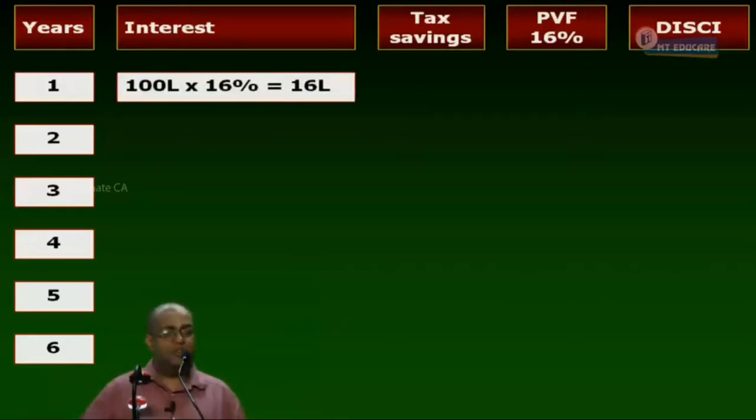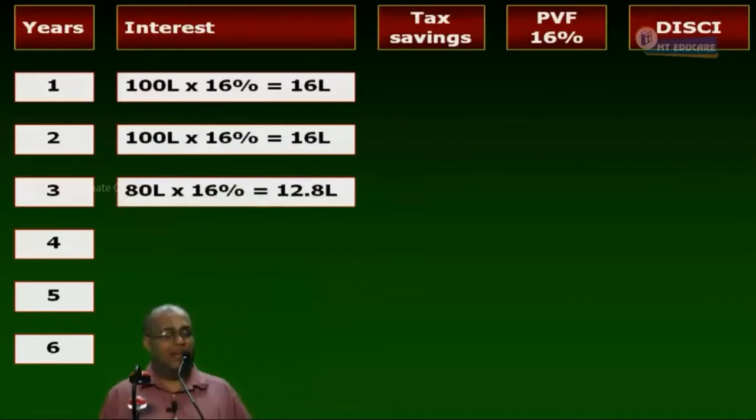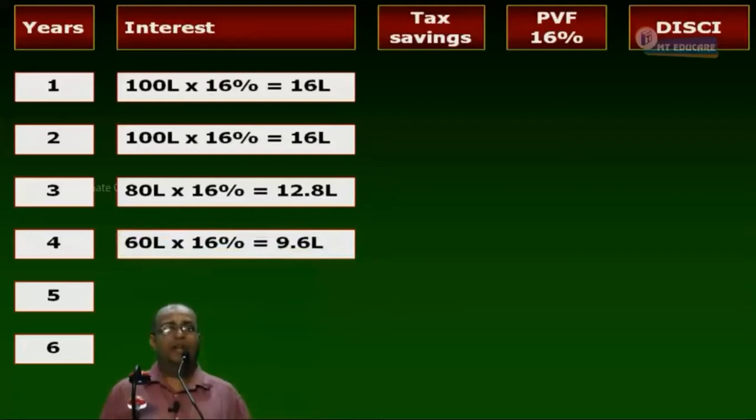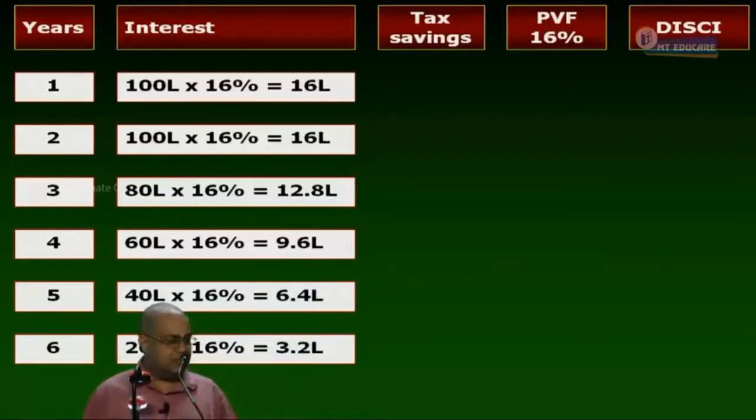Interest, 100 lakhs into 16%, 16 lakhs. Second year, what is the interest? 100 lakhs into 16%, 16 lakhs. For 2 full years, I am enjoying the full loan. Third year, 80 lakhs into 16%, 12.8 lakhs. Next, 60 lakhs into 16%, 9.6 lakhs. Next, 40 lakhs into 16%, 6.4 lakhs. Last, 20 lakhs into 16%, 3.2 lakhs.